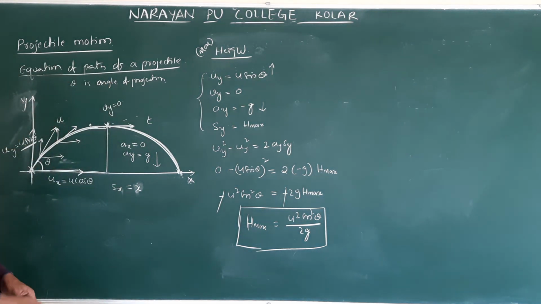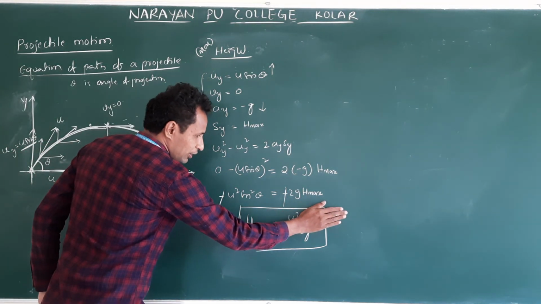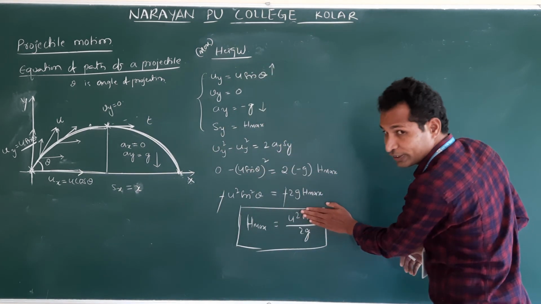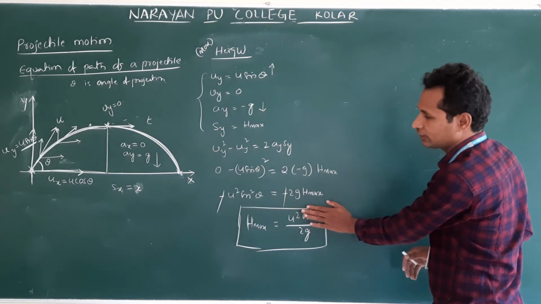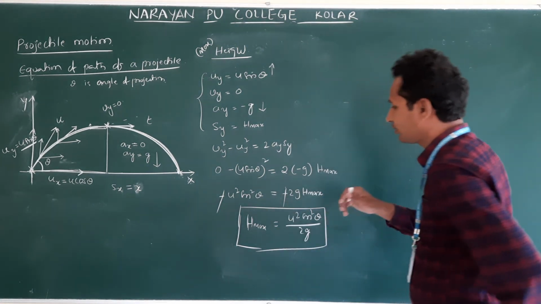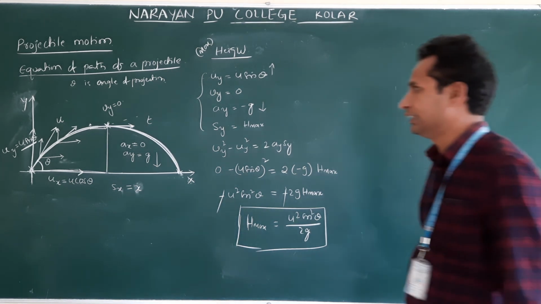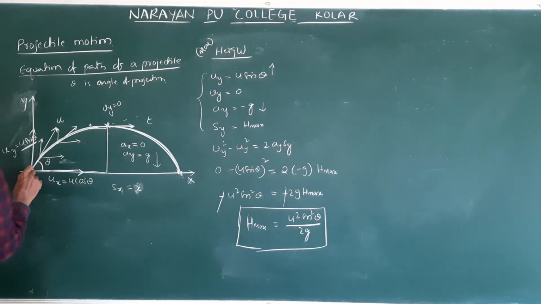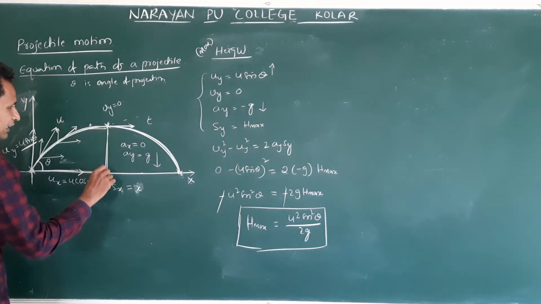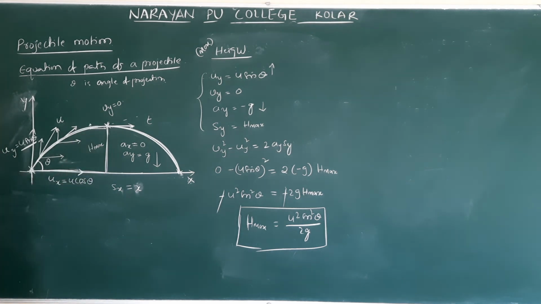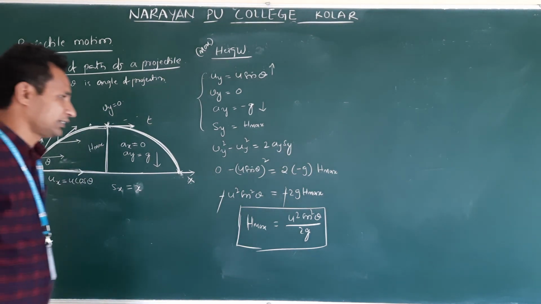In straight line motion, what did you see? u square by 2g; you have seen that. Am I correct or not? So this is h maximum. Find where the final velocity is going to 0. That point to the point of projection level: here the final velocity is 0, and this is the point of projection level. This height is h max.